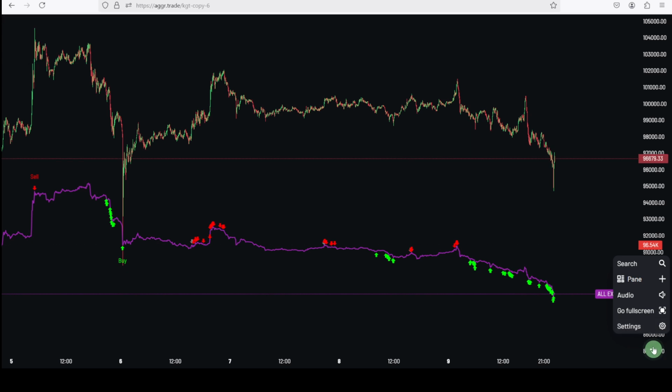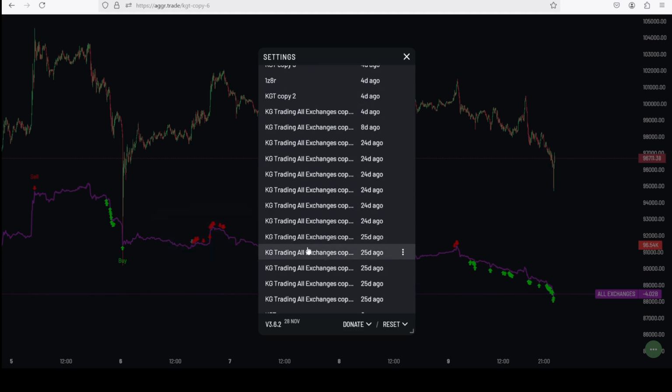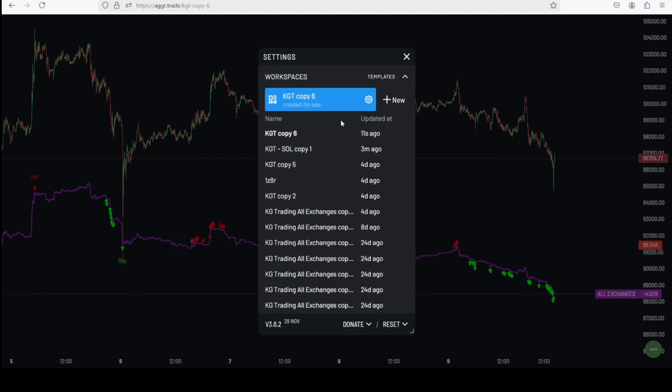Now, of course, you can click on these three buttons, settings, and here you have all the history of every single coin that you have. For example, if you have Solana, Bitcoin, or any other coin that you would like to have, of course, you can find it in this settings window here.